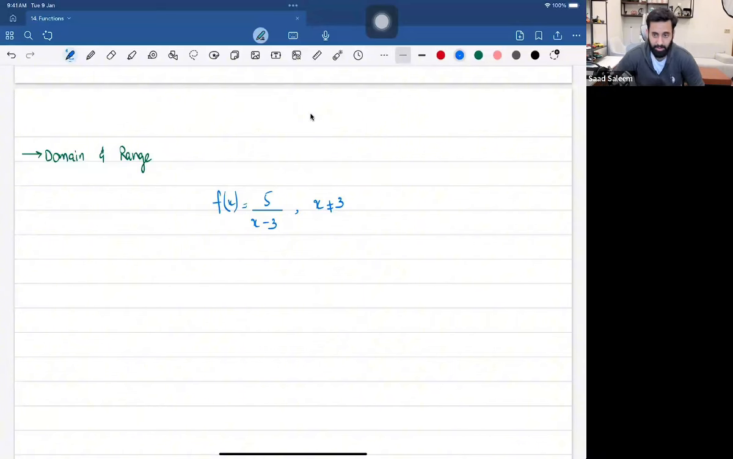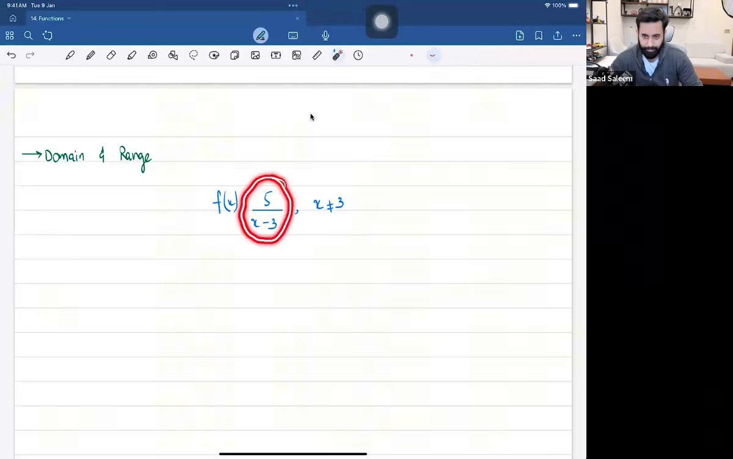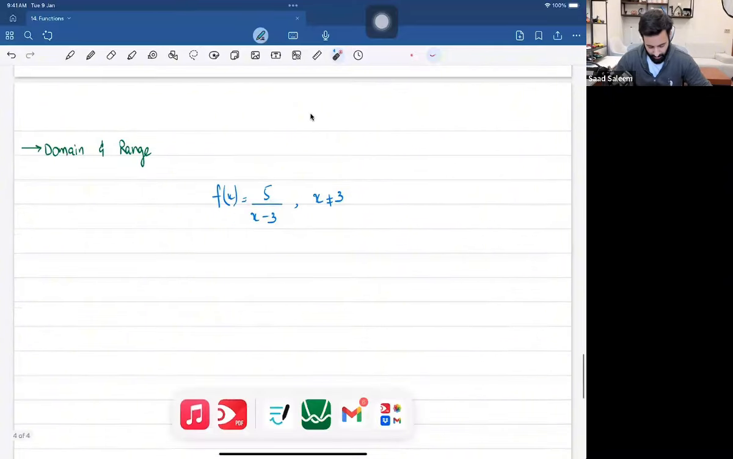Because 5/0 doesn't exist. That's correct. Because if I want to keep this function alive, I have to make sure that there's got to be an output. The value of x that I plug in should be such that I get an output. But what happens if I plug in 3? Okay, what happens if I plug in 3?